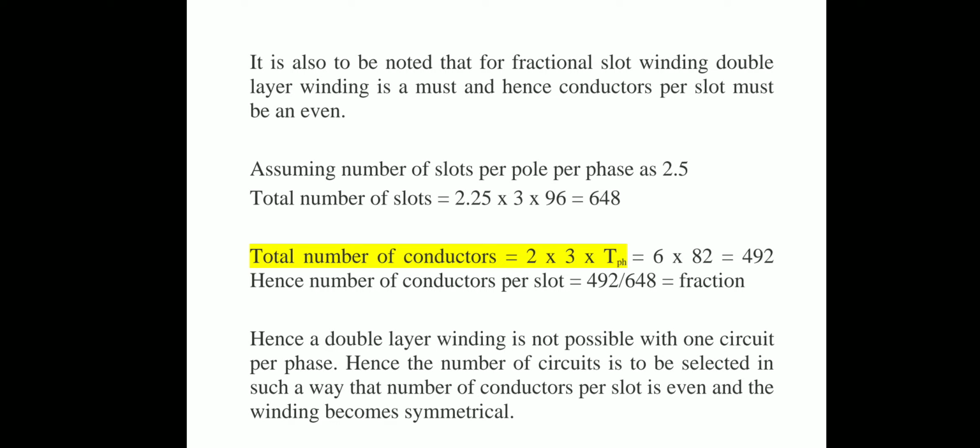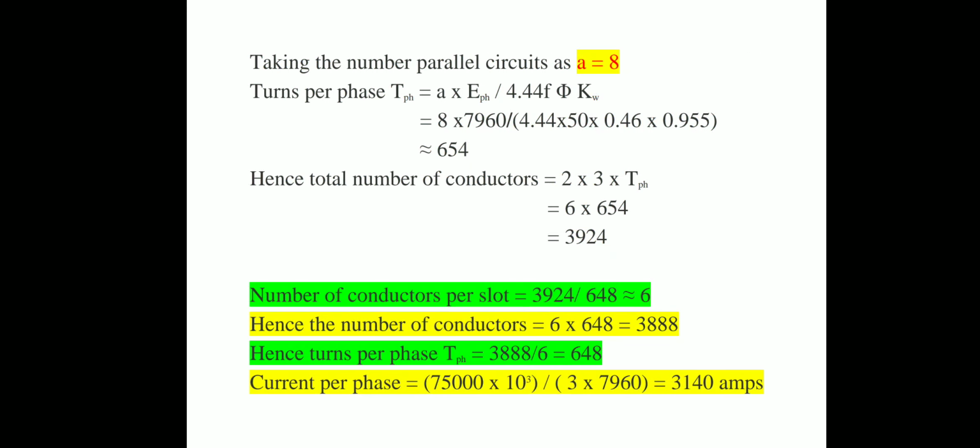Hence the number of circuits is to be selected in such a way that the number of conductors per slot is an even number, and the winding becomes symmetrical. Winding must become symmetrical. It cannot have 1.5 winding or 1.13 winding or 1.21 winding. Taking the number of parallel circuits as A equal to 8. A represents the number of parallel paths or parallel circuits. So just take A equal to 8, which is an even number.